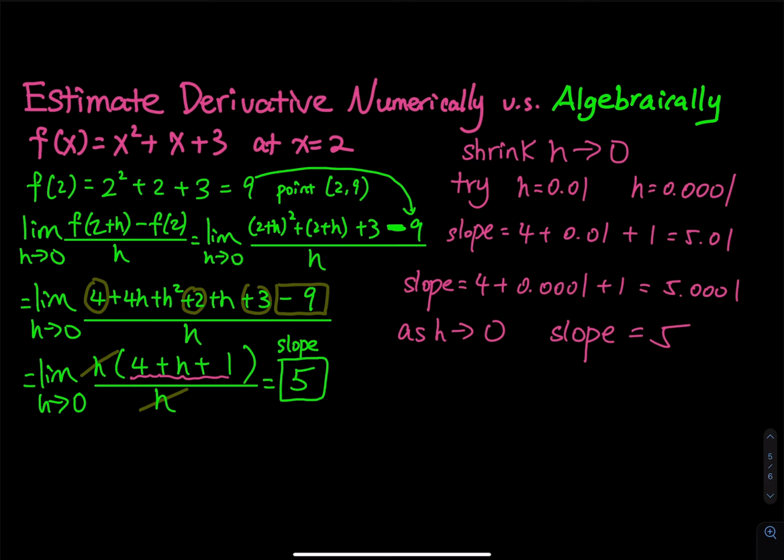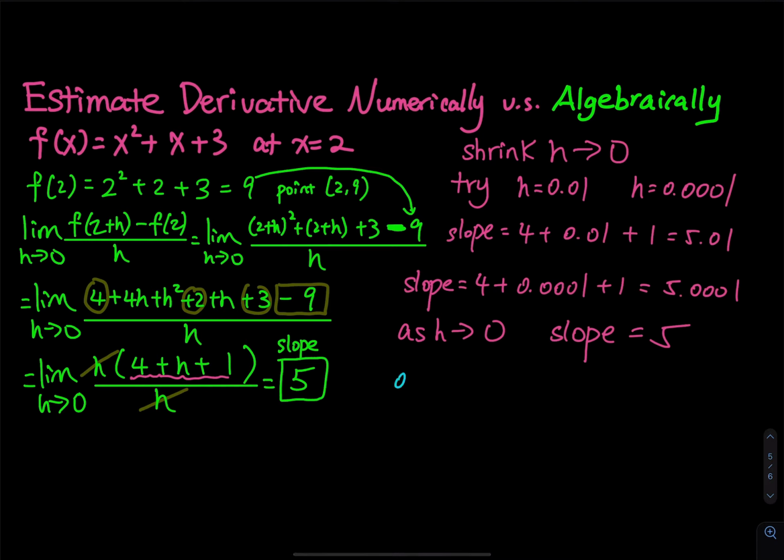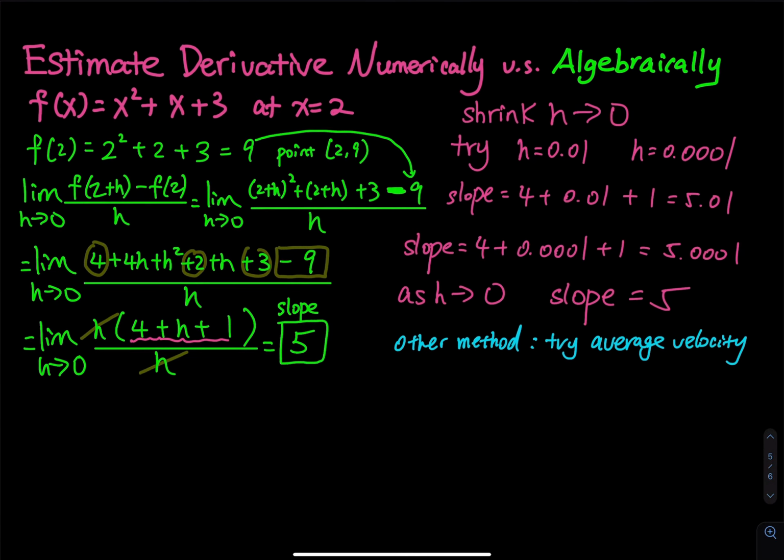So alternatively, you can try this. An alternate method: you can try what we did in average velocity. So you can do y2 minus y1, and then you will get to a similar conclusion. Okay, for average velocity, how about this? For average velocity, I would like to write this out.